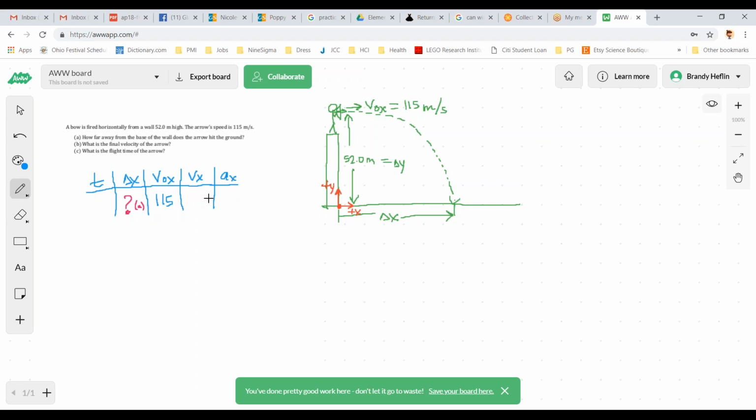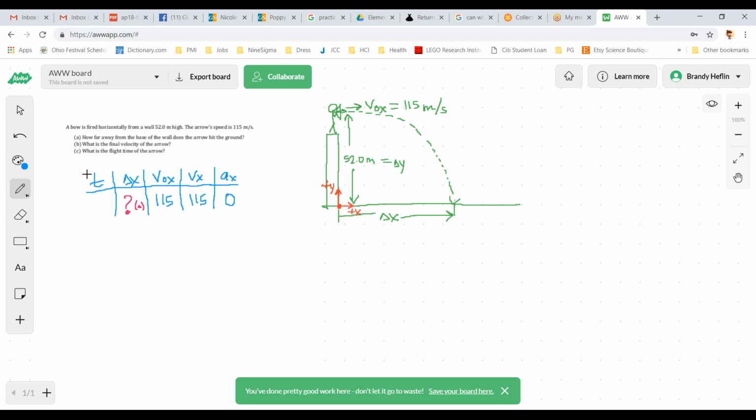So we should already know that in the absence of air resistance, there is no horizontal acceleration. If you've already studied forces, then you know it's because there's no net force in the horizontal direction. And that means that Vx is still going to be 115 meters per second. So we know that there's constant velocity in the horizontal direction. And then acceleration, uniform acceleration, in fact, in the vertical direction.